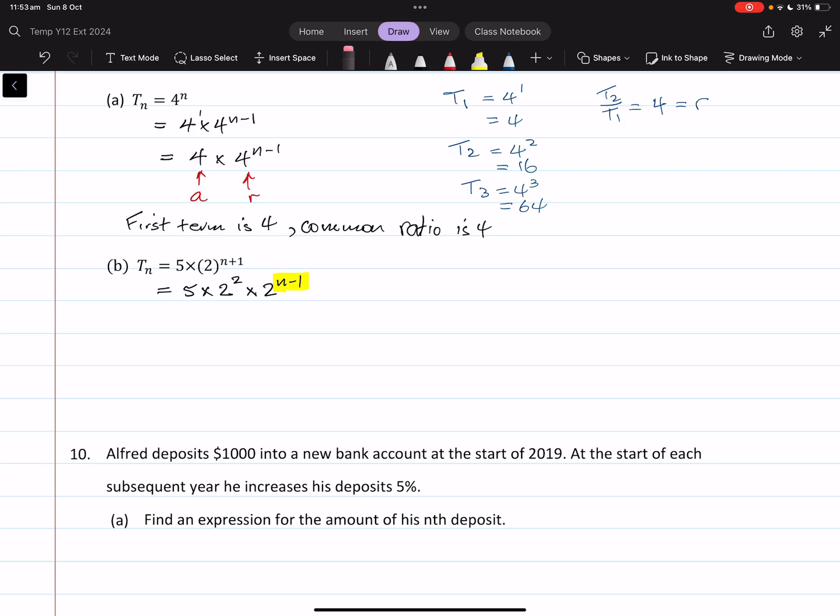Okay, so now the next step is to simplify the first part. So 5 times 2 squared, 2 squared is 4, so 5 fours are 20. It is 20 times 2 to the n minus 1. It is now of the form a times r to the n minus 1. So I can see that my first term is 20. Common ratio is 2.